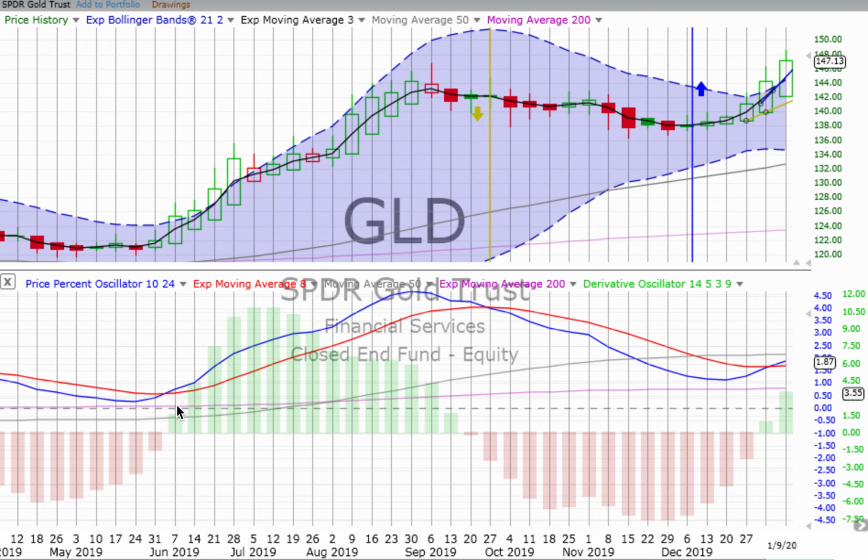It also is one of the few that has the price percent oscillator, which is what we use. It's our main indicator. We also have the derivative oscillator on there. And then we use some exponential moving averages. We have the Bollinger Bands. We have the Heiken Ashi candlesticks.